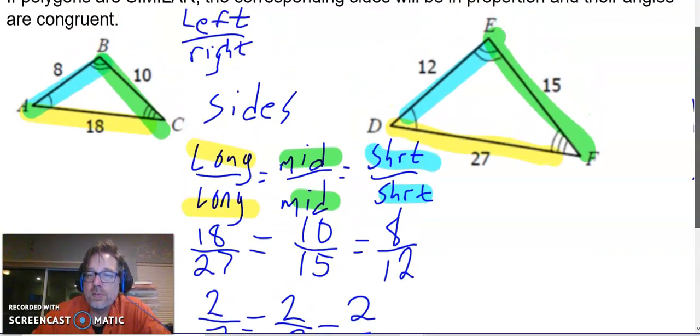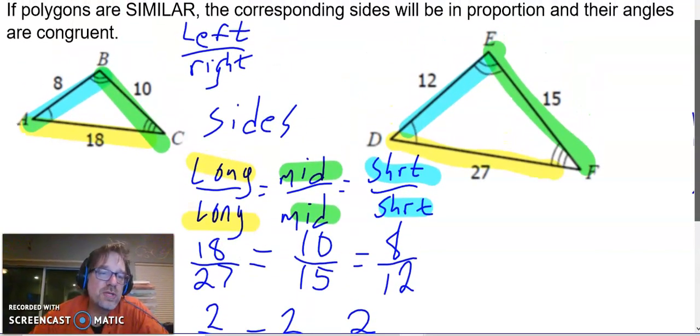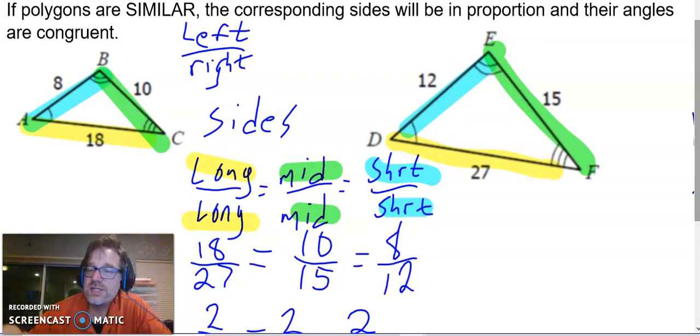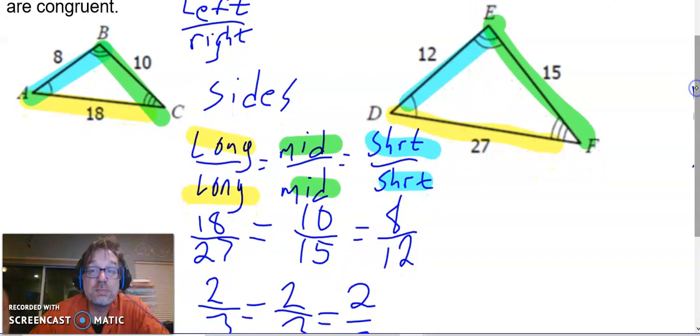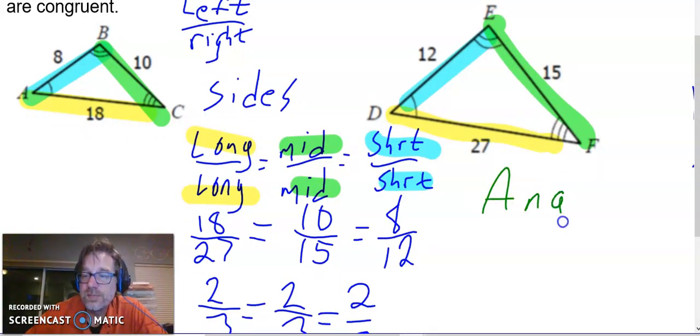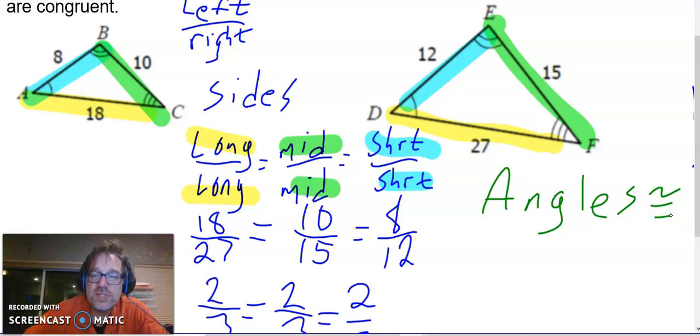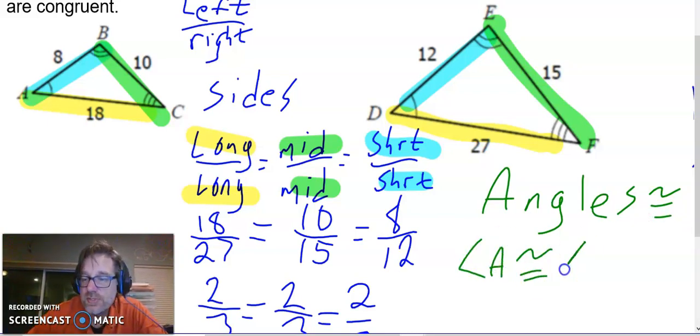We could also do it with letters. So green over yellow, AC over DF equals CB over FE equals BA over ED. And then we would see, are my angles congruent? So please make your notes a little neater than mine. We need the angles to be congruent. So if you notice, angle A has one tick mark. That is congruent to angle D.